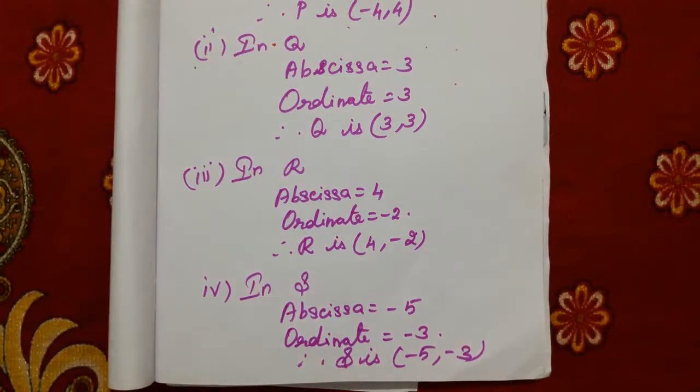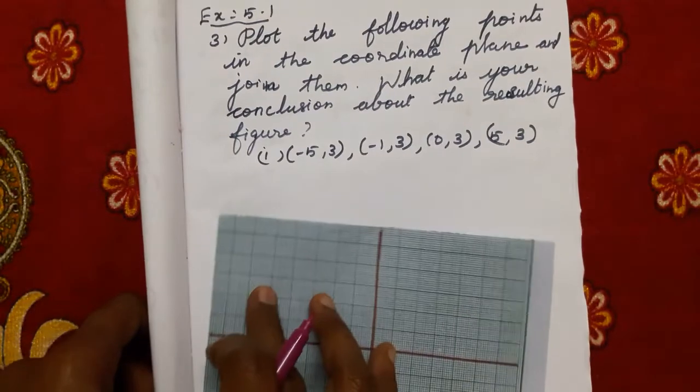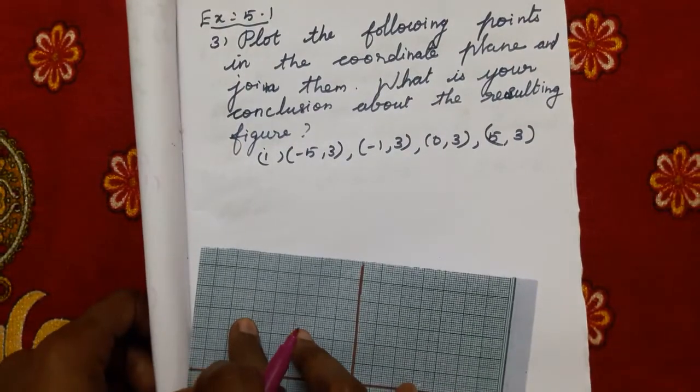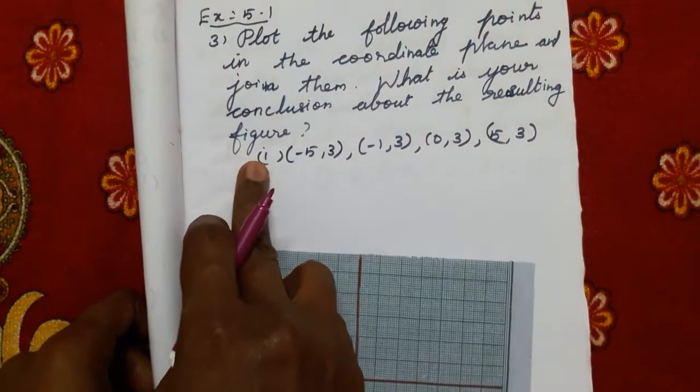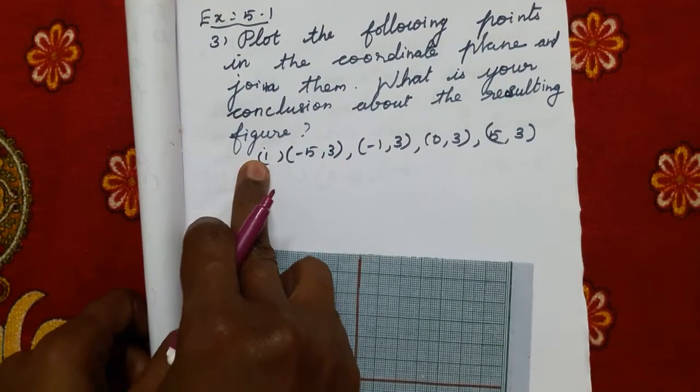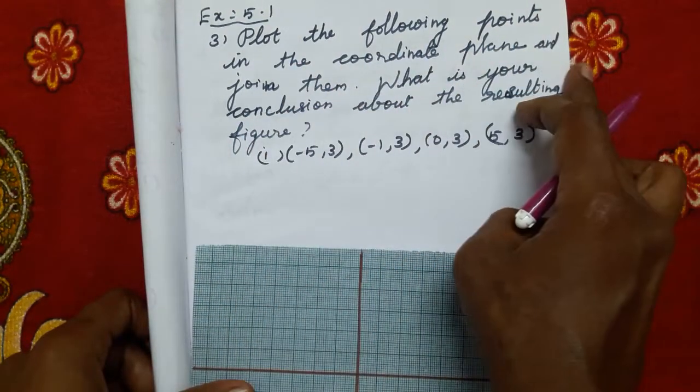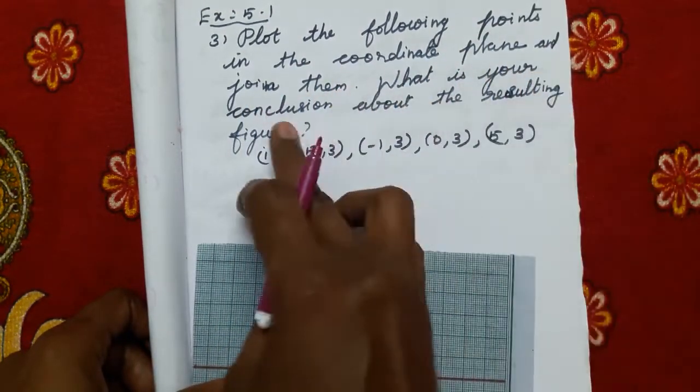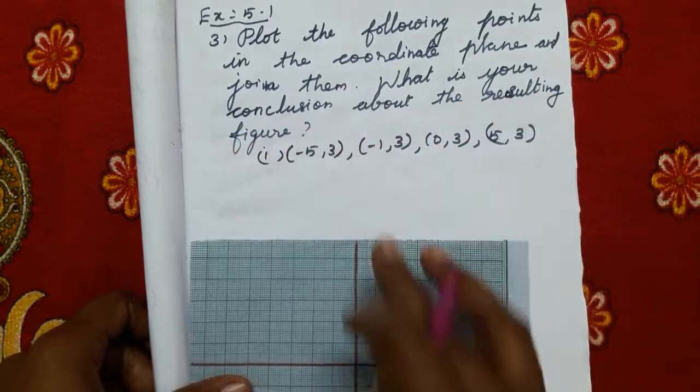Can you able to understand this? Okay, shall we go for the next question? Exercise 5.1, third question. The first one I will teach, the second one you have to do for homework. Plot the following points in the coordinate plane and join them. What is your conclusion about the resulting figure?